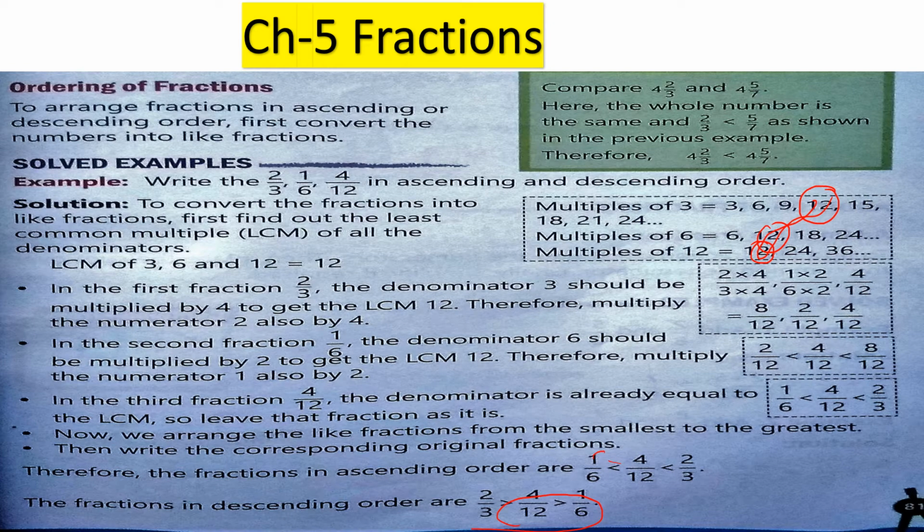Got it, children? We will write the real numbers, not the question, not this answer, but the real number. As you can see, 2 by 12 is equal to 1 by 6, so we are writing 1 by 6 here. 4 by 12 stays 4 by 12, and 8 by 12 is 2 by 3. So we are writing 2 by 3 here. Got it? So let's do our exercise.